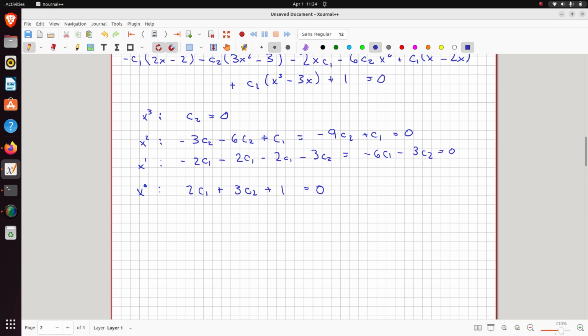Okay. So, turns out there's no C1 and C2 that satisfy all those. And why should there be? We had one equation and we had two unknowns, right? So that's why we can't solve it. So let's see what else we can do.